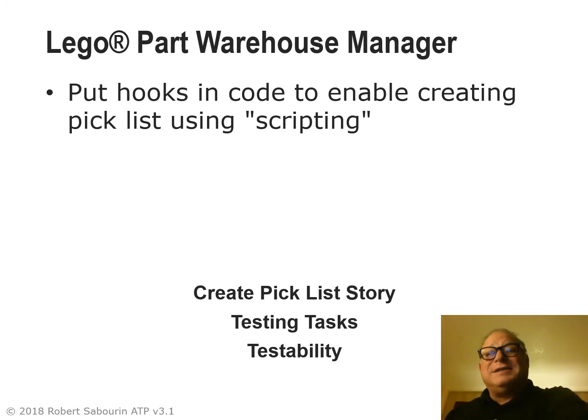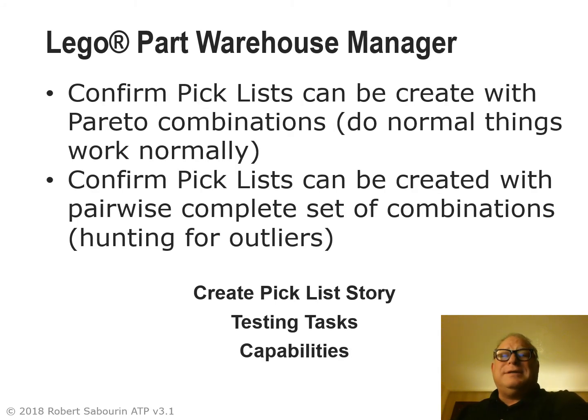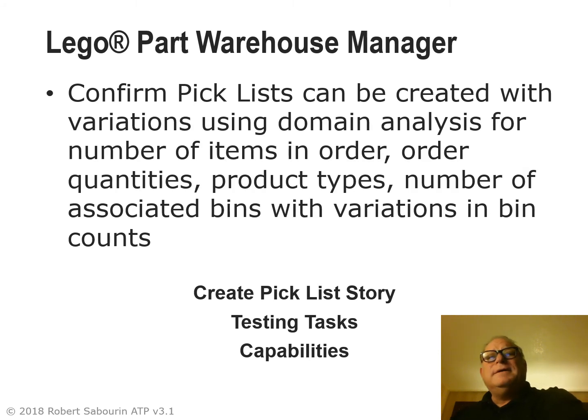There are some tasks identified related to testability, in this case, putting hooks in the code to enable scripting. There are tasks identified to help assess capabilities: confirm the pick lists can be created in normal conditions, confirm the pick list can be created in some sort of more harsh conditions. There are tasks related to capabilities: confirm pick lists can be created by analysis with a type of test design technique called domain analysis for certain conditions like the number of items, the order quantities, the product types, number of bins, and variations in bin counts.